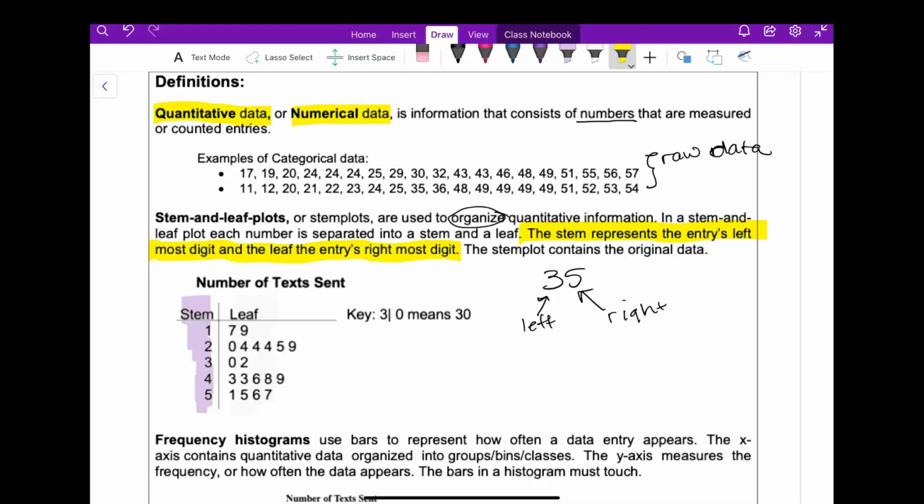So in here, I know I've highlighted a bunch of information, but if you come and look at this key, it's very important because it tells you that if I pick a number from the left, this is the left, it's going to be in the tens place. And this one is the right, and this is going to be in the ones place. And together, they make 30.